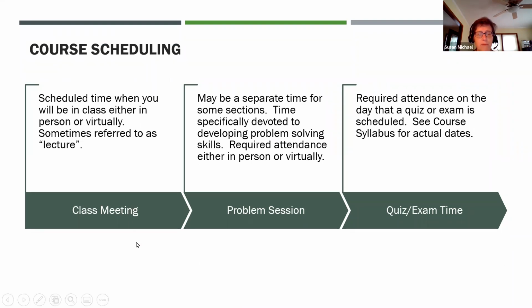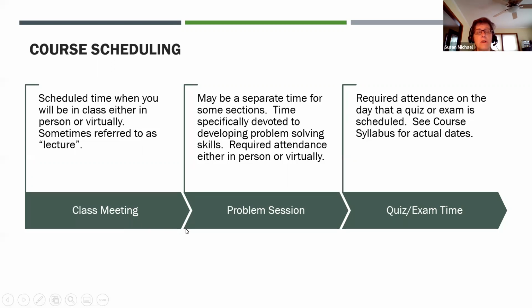When you register for a chemistry course at UNC Charlotte, you are signing up for multiple scheduled times every week. The bulk of your meeting time goes into what we call a class meeting. In the old days, we used to refer to this as your lecture time. This is either 2 or 3 days a week, and it's scheduled time when you will be in class with your instructor, either in person or virtually, depending upon how your instructor has the course set up.